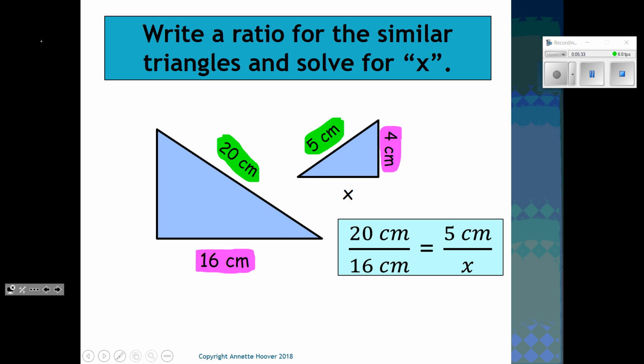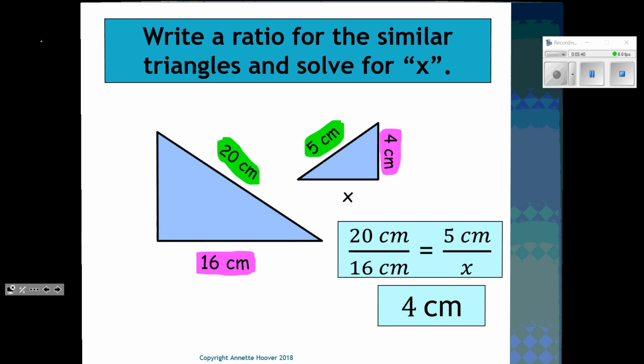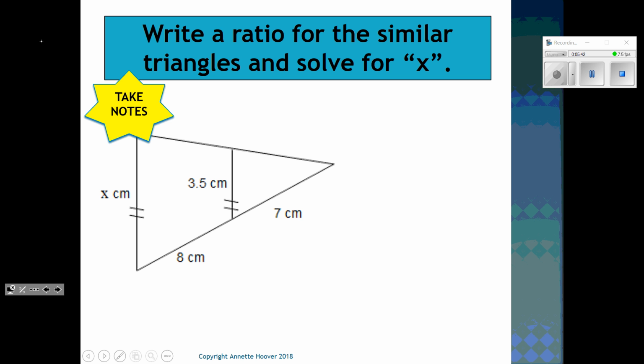We're going to use our butterfly wings. So we'd have 16 times 5 divided by 20, and that is 4 centimeters. Okay, this one's on your notes, and you're going to see some that look like this.